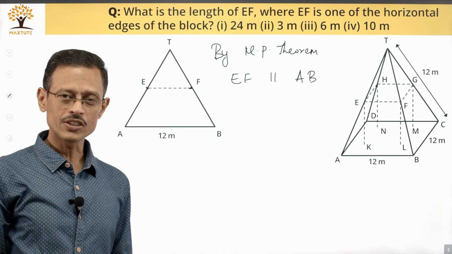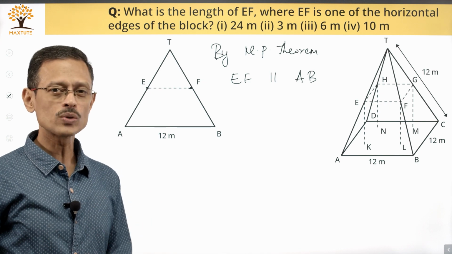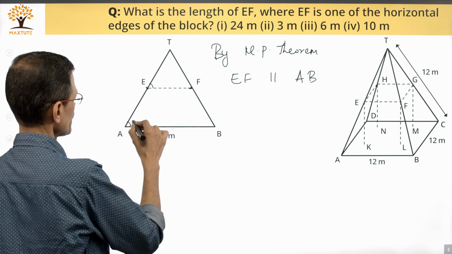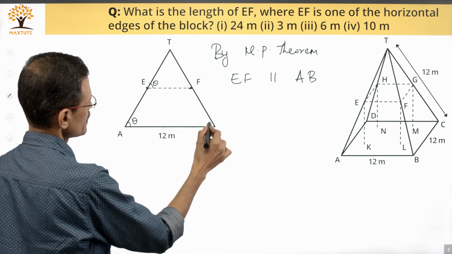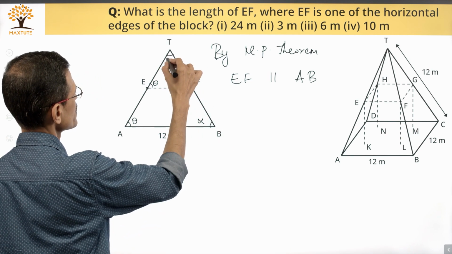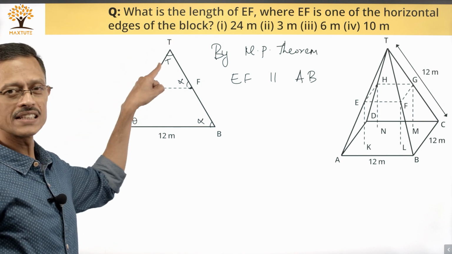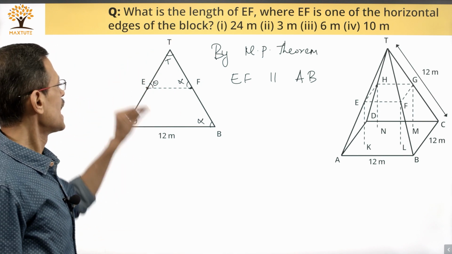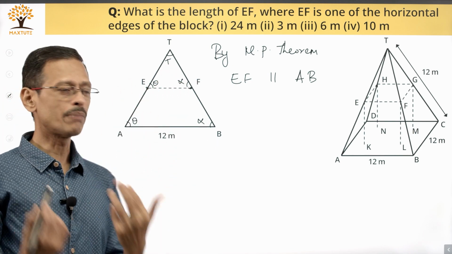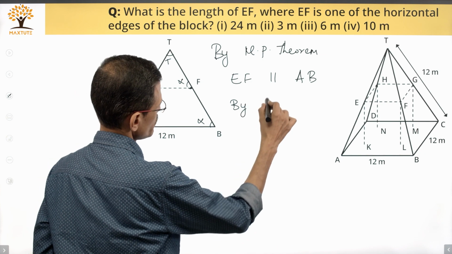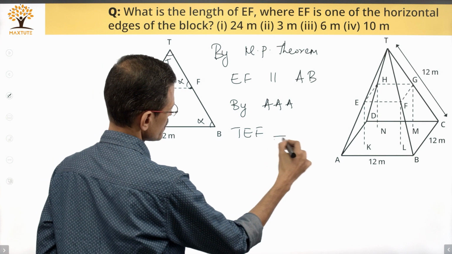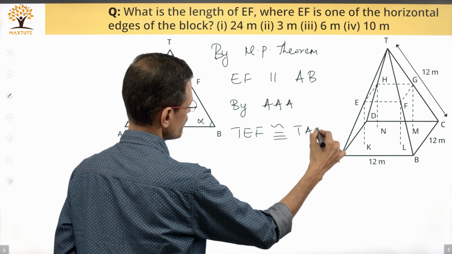If EF is parallel to AB, then by AAA, these 2 triangles will be similar. We'll just establish that if these 2 lines are parallel, angle E and angle A will be the same. Let's say both of these are theta and theta. Similarly, angle F and angle B will be the same. Let's call that alpha and alpha. And angle T is this T. So in triangle TEF, the 3 angles are T, theta and alpha. And in triangle TAB, the 3 angles are T, theta and alpha, which means these 2 triangles by AAA are similar triangles. TEF is similar to triangle TAB, right?